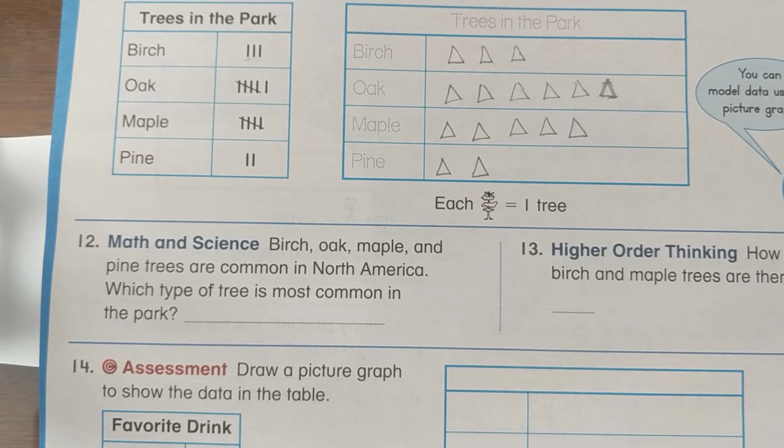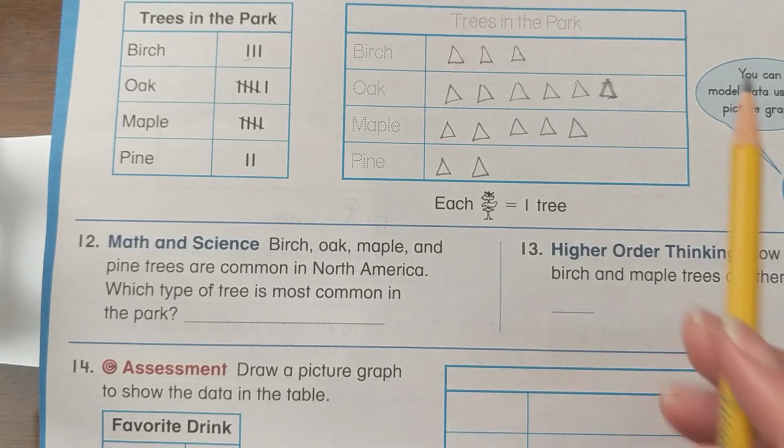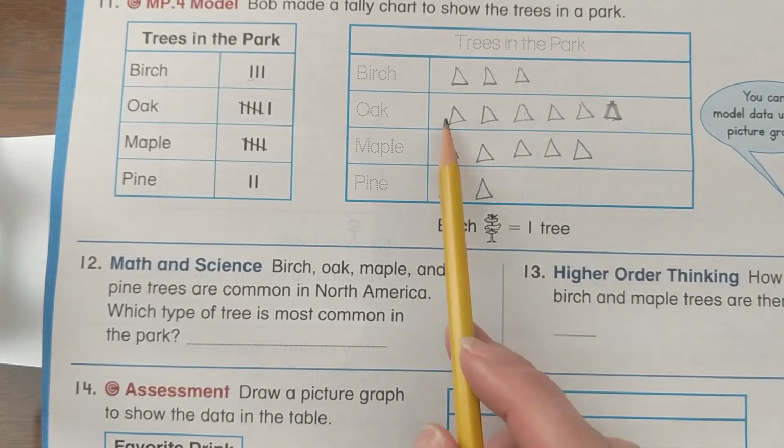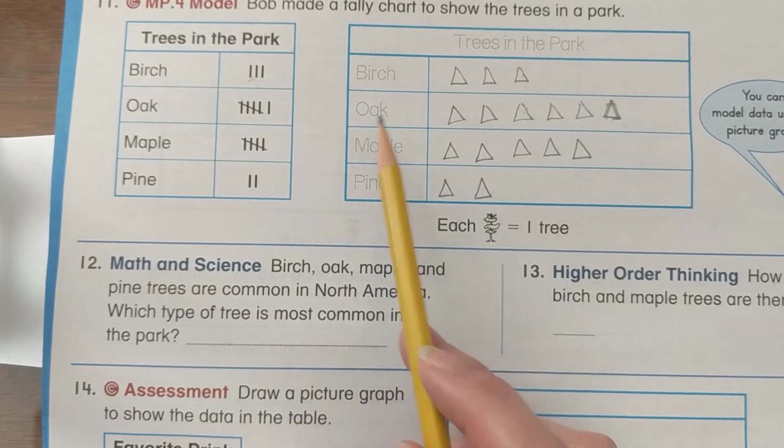Birch, oak, maple, and pine trees are common in North America. Which type of tree is most common in the park? Okay, so in this park, which one was the most common? I see that the one that had the most was oak.